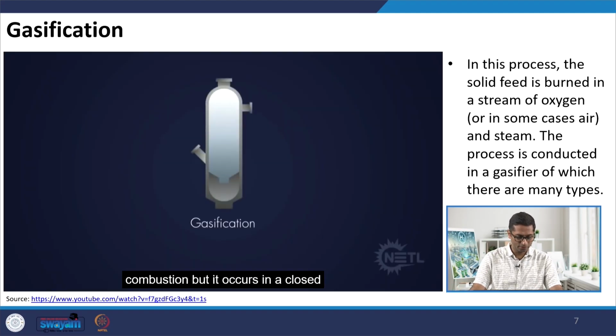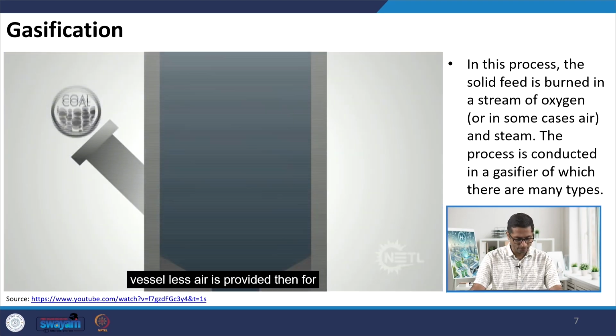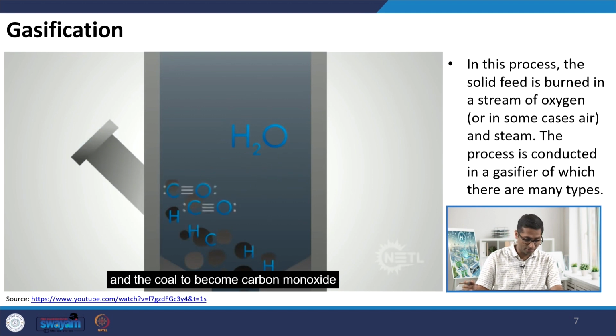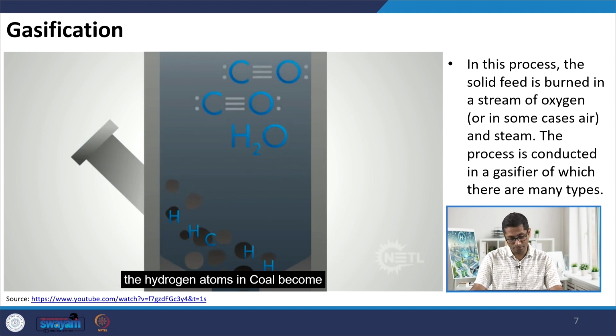This is what a gasifier looks like, and normally you would have the coal entering along with some oxygen, and there might be some steam also entering, and this oxygen is going to react with carbon to produce carbon monoxide.